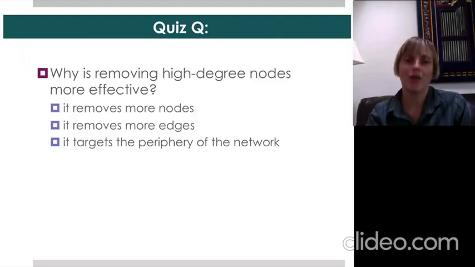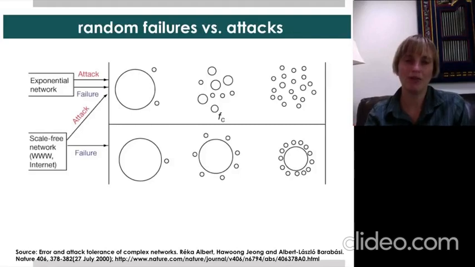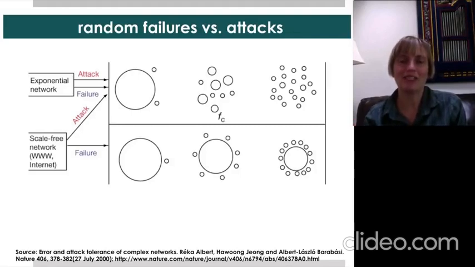So why is removing high degree nodes more effective? Is it because it removes more nodes, because it removes more edges, or because it targets the periphery, that is the outskirts of the network? Hopefully what you realized is that if you remove high degree nodes, you actually remove a whole bunch of edges as well. And so you have much higher impact by removing those hubs.